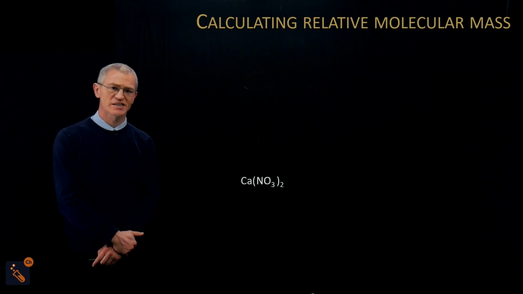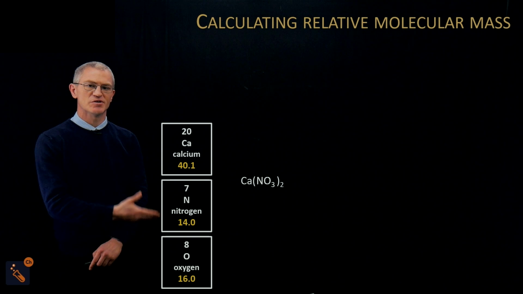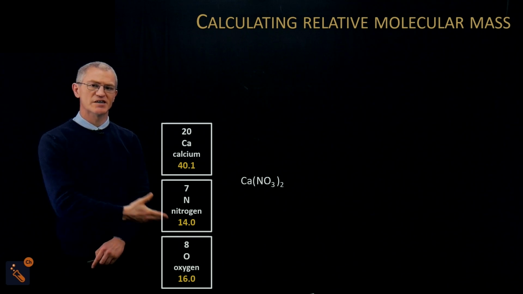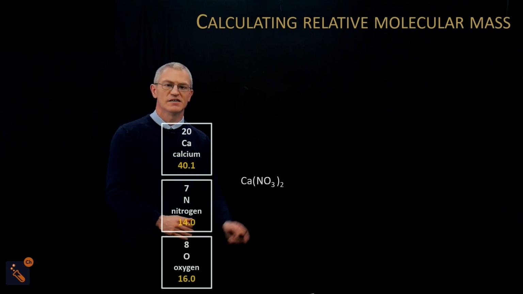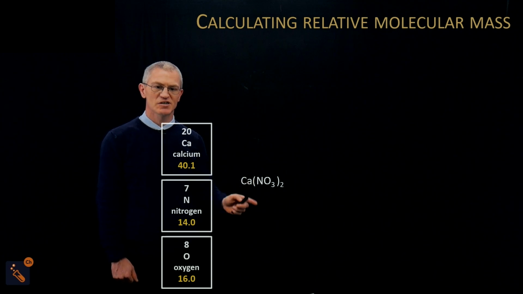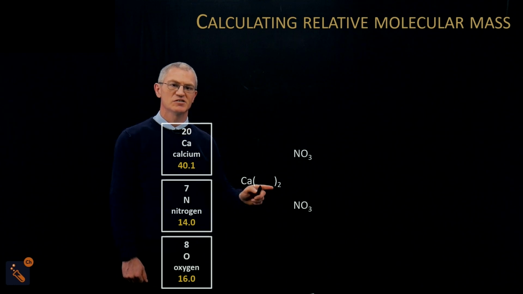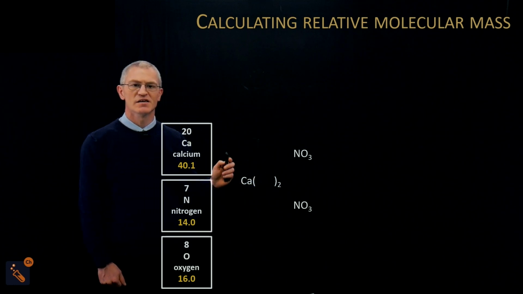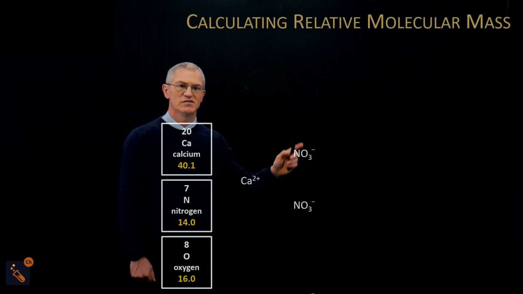Let's do a slightly more complicated example with brackets. Again, we're going to get the elements off the periodic table. We've got 40.1 for calcium, 14 and 16 for nitrogen and oxygen. Now, this is where people normally come unstuck, because they have to notice how many elements are there because of the brackets. Essentially, do a bit like maths and separate out the brackets. There are 2 NO3s because there was a 2 there, so I've just taken 2 out. That leaves behind a calcium 2+ ion and 2 nitrate ions.